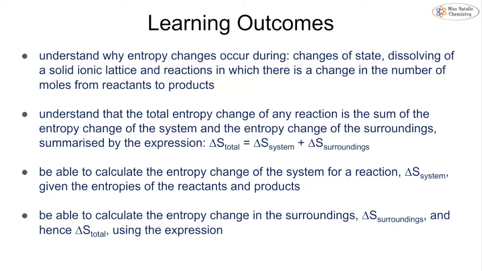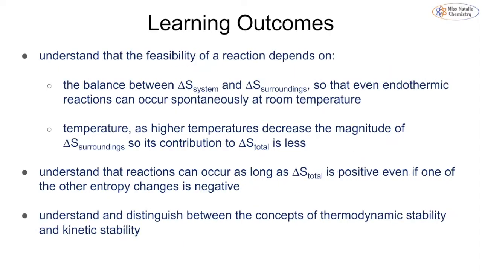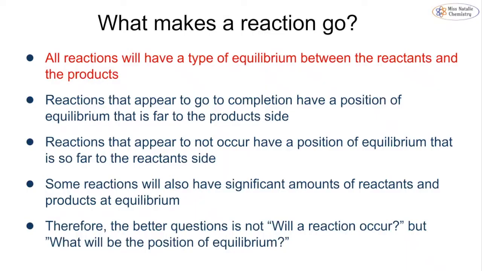changes of state or chemical reactions by using entropy, being able to calculate not only the total entropy but also entropy of the system and of the surroundings, and then linking entropy to feasibility of reactions and understanding when a reaction is going to be feasible and looking at the differences between thermodynamic stability and kinetic stability.